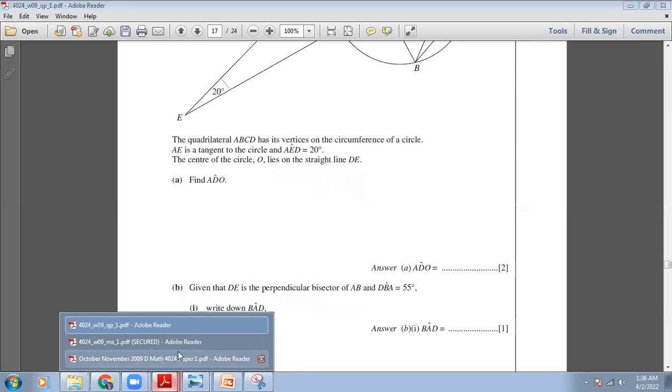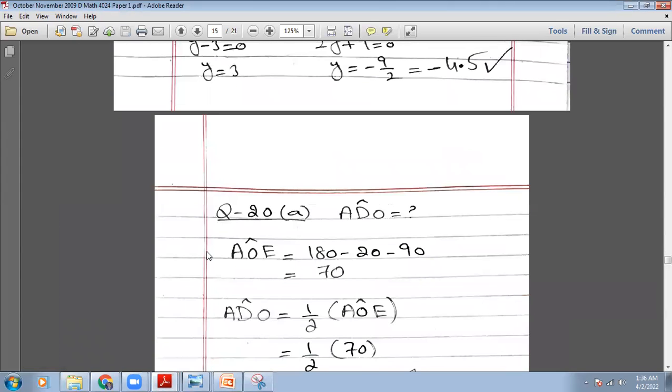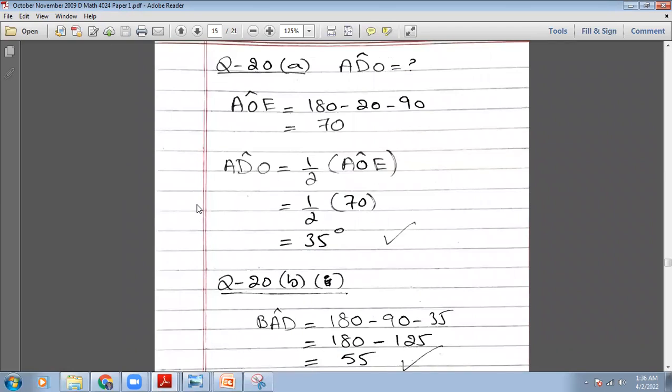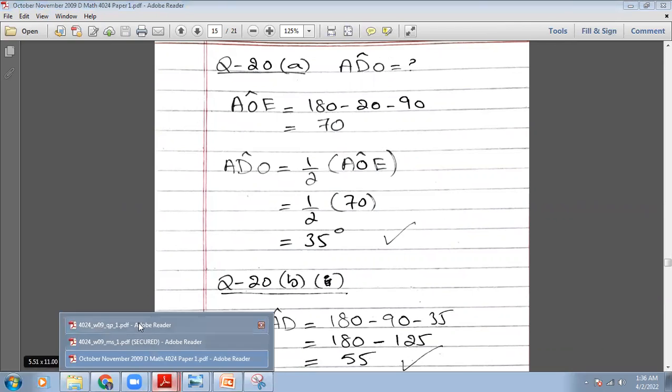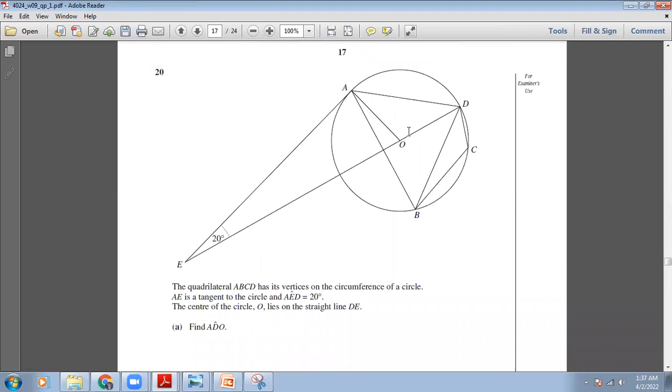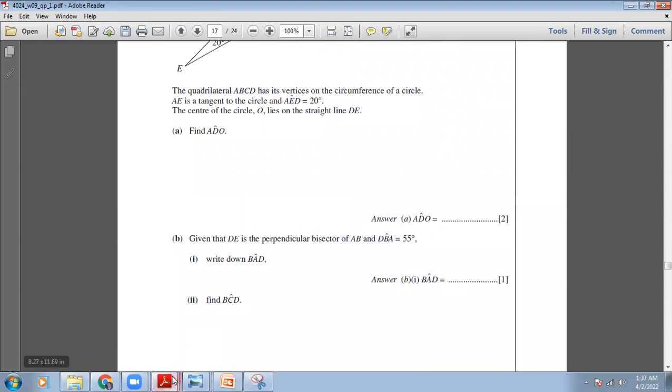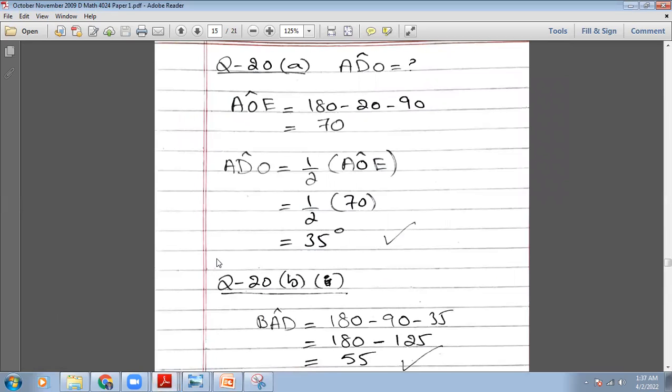So this is how you do that. The angle AOE will be 180 minus 20 minus 90, and that will be 70. The angle ADO will be half of the angle AOE. So 1 by 2 into 70, and that will be 35 degrees.